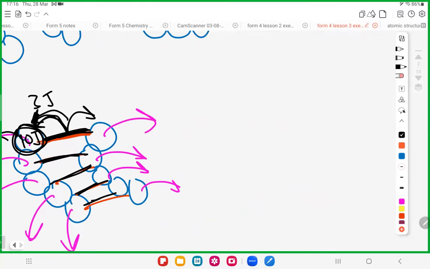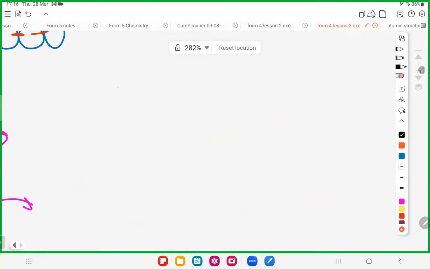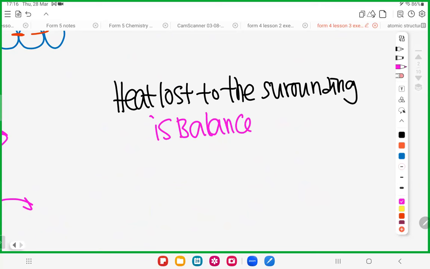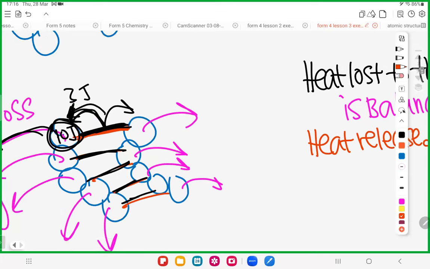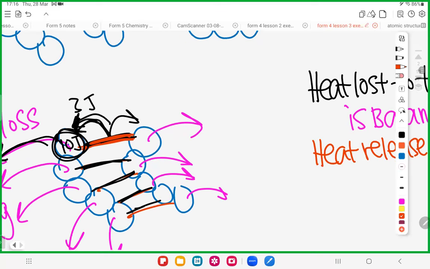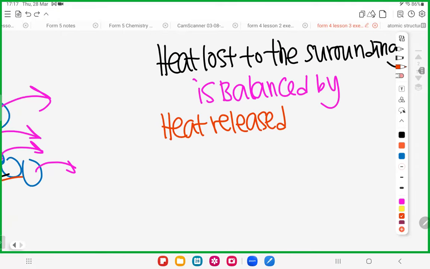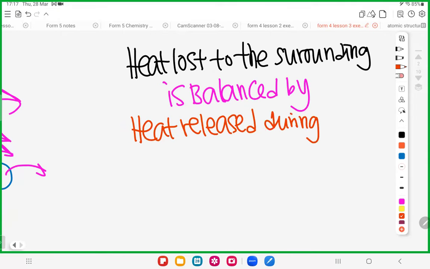All right, so how to put it in words? Heat loss to the surrounding is balanced by heat release. Heat release is here. So be careful: this is heat loss, this is heat release. Why is there heat release? Why do you get extra energy here? Because you are shaking hands with other people.